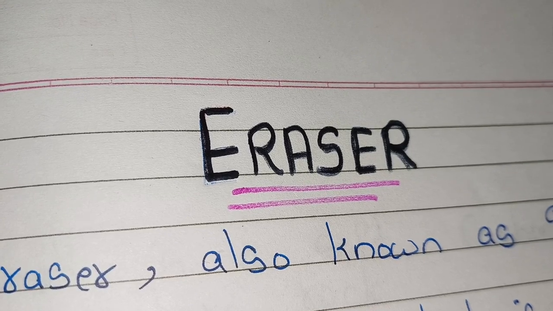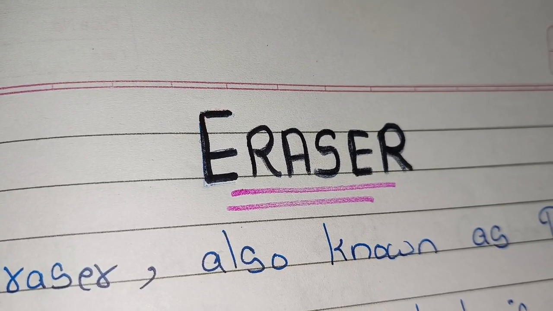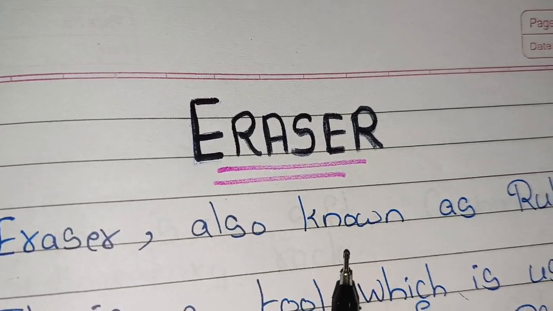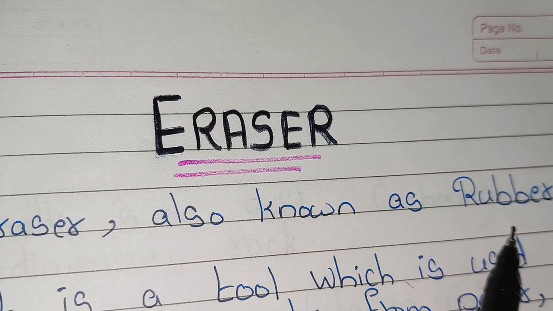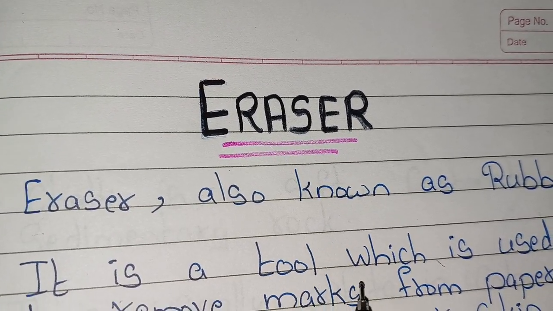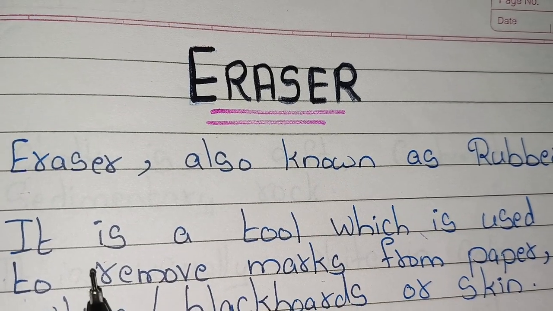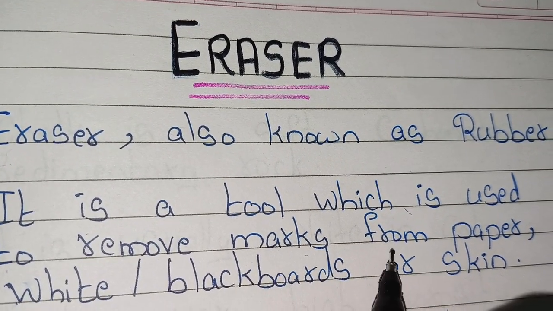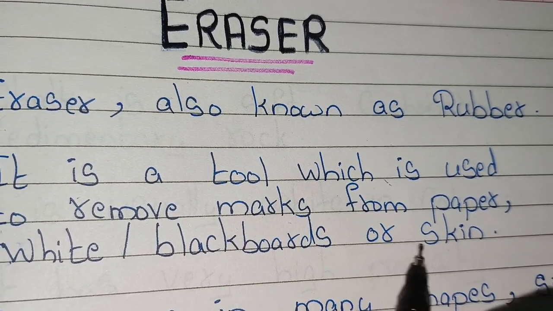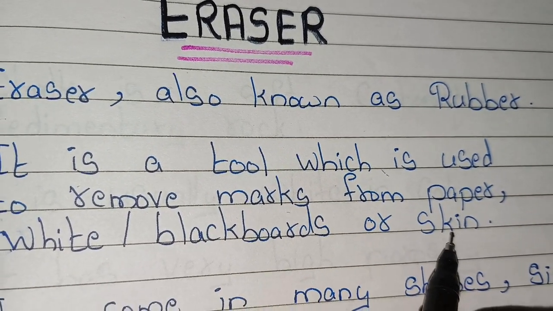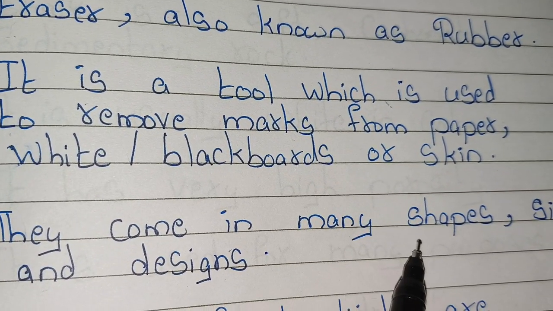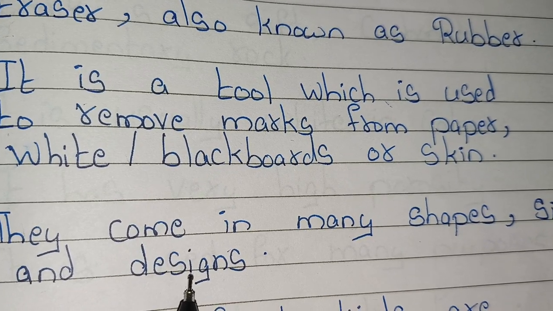Today we are going to learn 10 lines on eraser. So let's start. Eraser, also known as rubber. It is a tool which is used to remove marks from paper, whiteboards, blackboards or skin. They come in many shapes and designs.